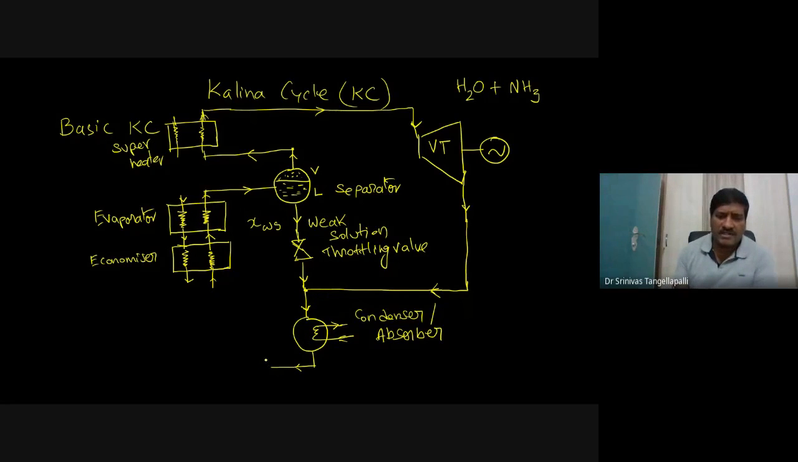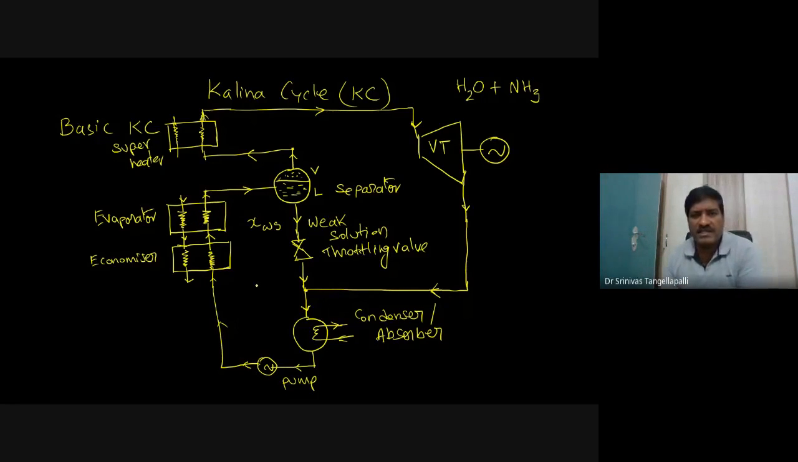Now this liquid straight away we can send to the boiler after pumping. So what is the pump doing? It is raising the pressure from the low pressure to the high pressure, that is, from the condenser pressure to the boiler pressure. So this is the configuration of this basic Kalina cycle.